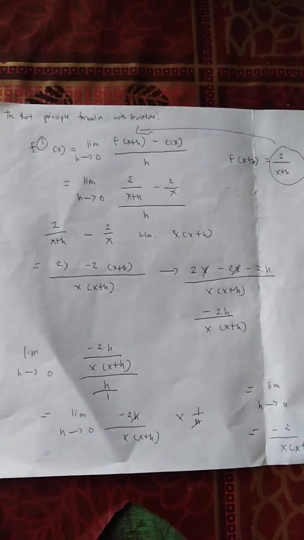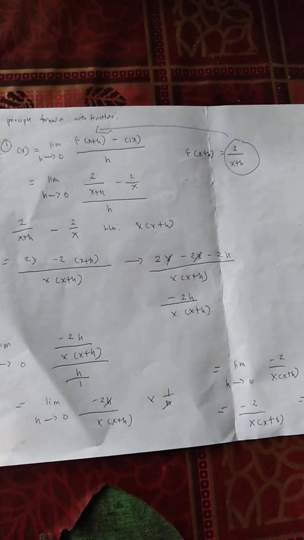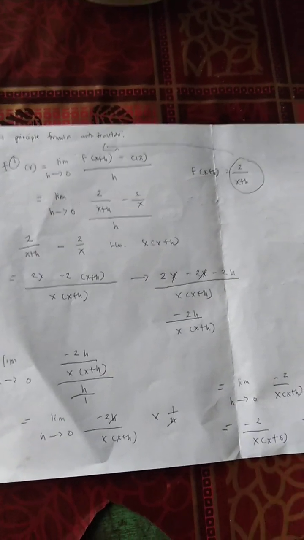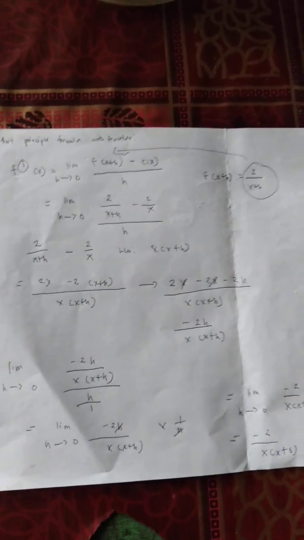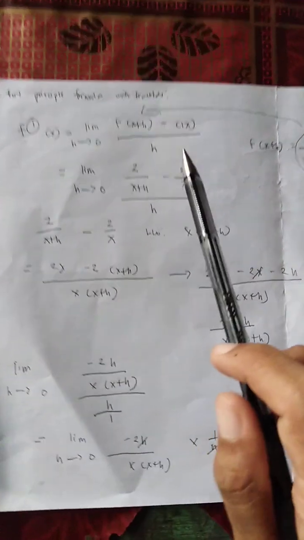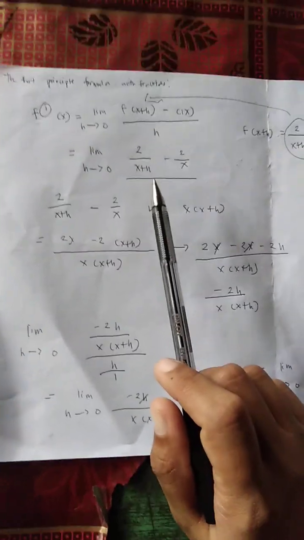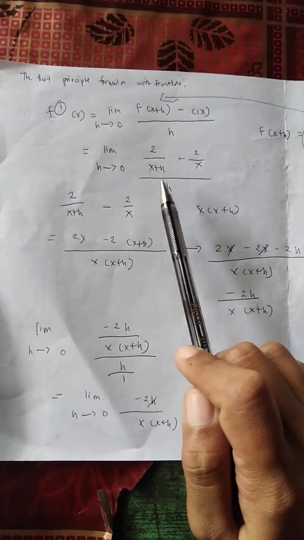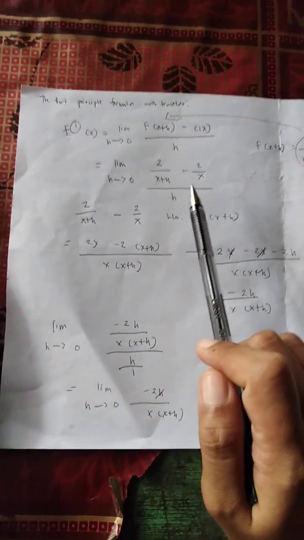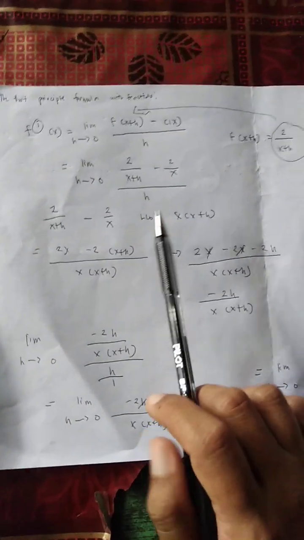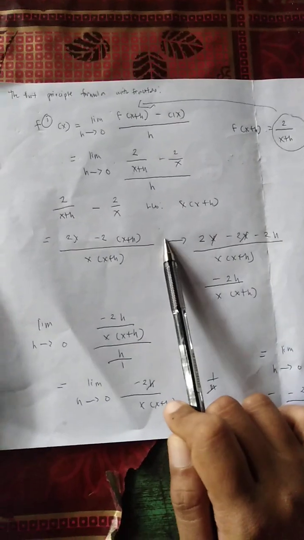In the place of f of x plus h, and that's very important, we're going to have 2 over x plus h, minus f of x. Well, that's just the original equation, so that's just 2 over x, and then all of that is over h. Now I want you to ignore the bottom, so let's zoom into this part over here.